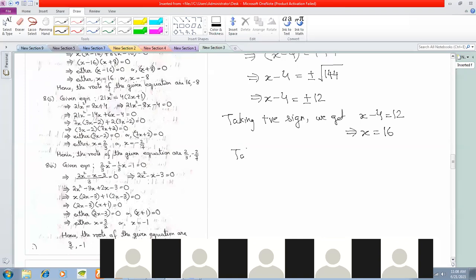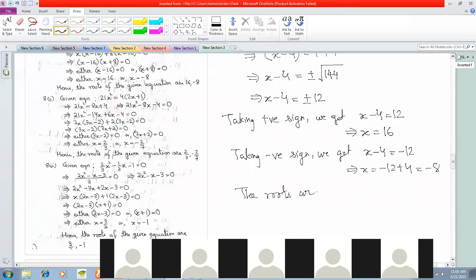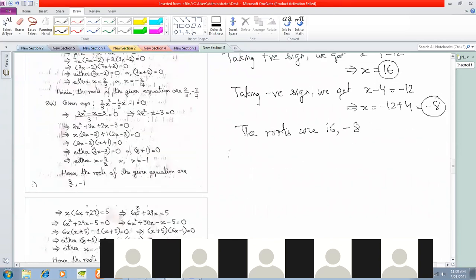Taking negative sign. We get x minus 4 is equal to minus 12. That means x must be equal to minus 12 plus 4, which is equal to minus 8. So what are the roots? The roots are 16 and minus 8. Okay, this was method 1. Now method 2.